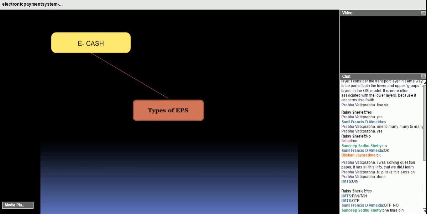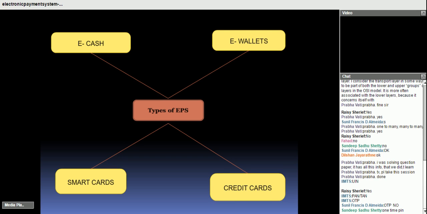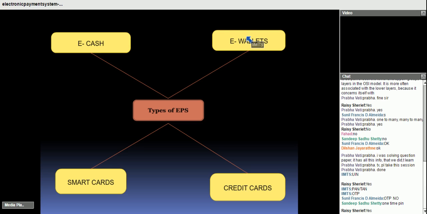What are the types of electronic payment systems? E-cash, e-wallets, smart cards, and credit cards. So these are the types. I think everybody is aware of all these terms: e-cash, e-wallets, smart cards, and credit cards. So e-cash is something which you have in your account electronically.